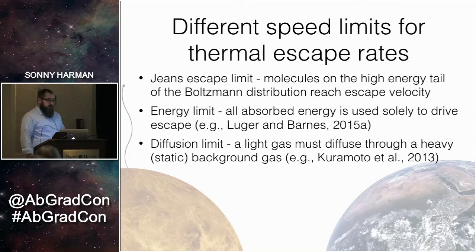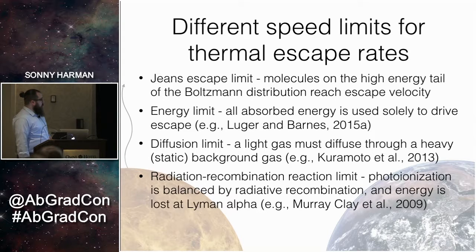There's the diffusion limit, where you have some escaping constituent that must move through a heavy background gas, and that limits the amount of material you can supply to the upper atmosphere that can escape. And then lastly, you have something called the radiation recombination limit, which I will not touch on, but that's basically you're limited by essentially the pummeling that you're giving to the atmosphere, and it's photoionization balanced by radiative recombination.